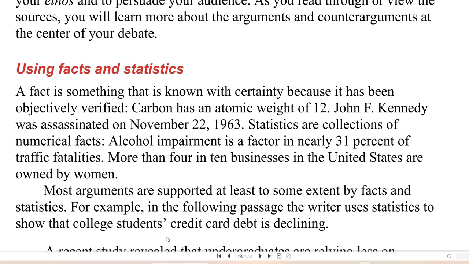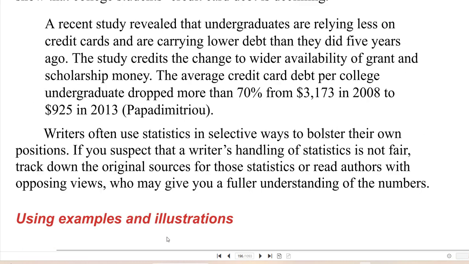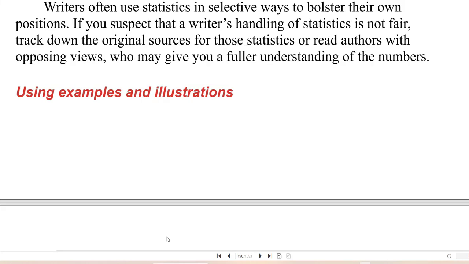Using facts and statistics. A fact is something that is known with certainty because it has been objectively verified. Most arguments are supported, at least to some extent, by statistics. Writers use statistics to bolster their own position. If you suspect that a writer's handling of statistics is not fair, track down the original sources for those statistics or read authors with opposing views who may give you a fuller understanding of the numbers.